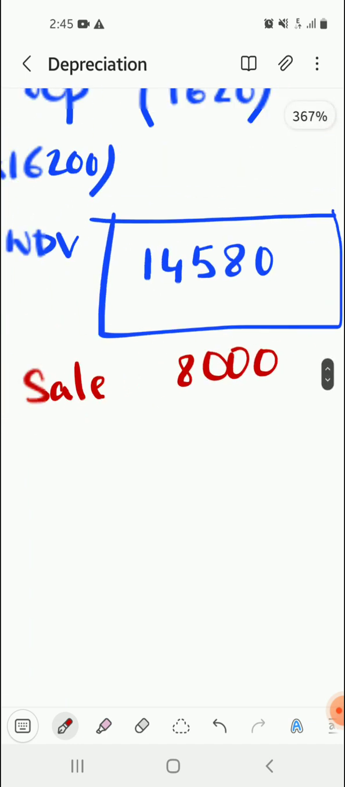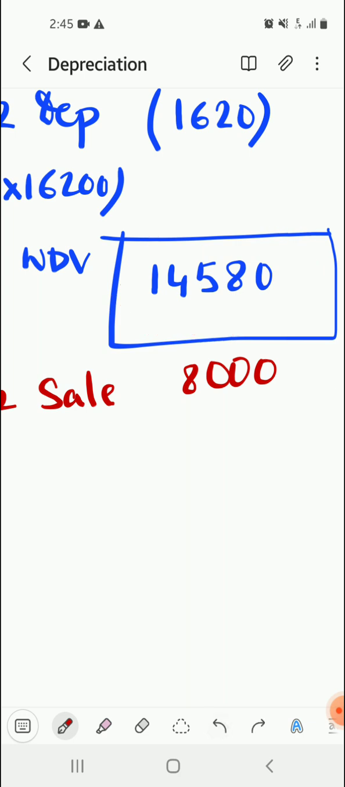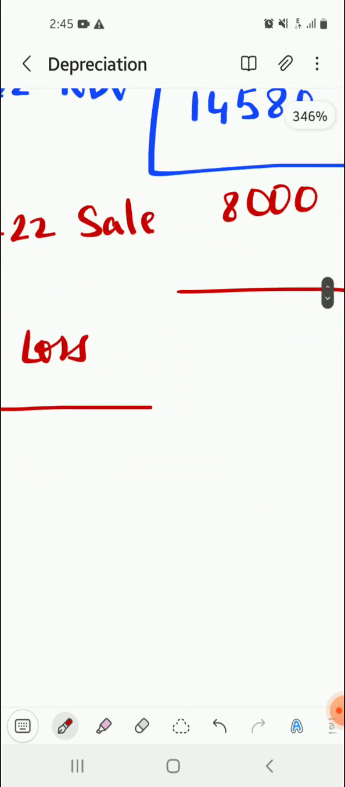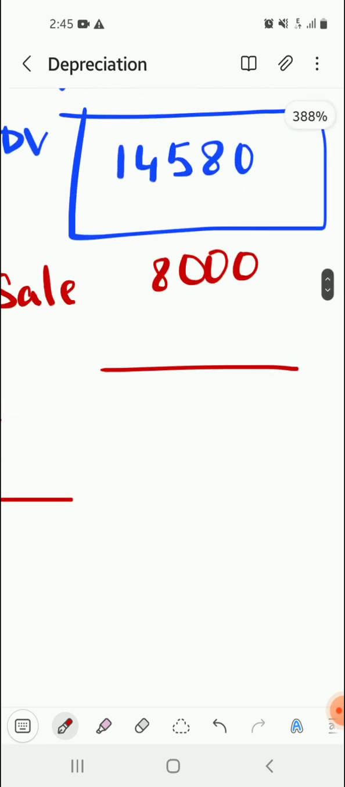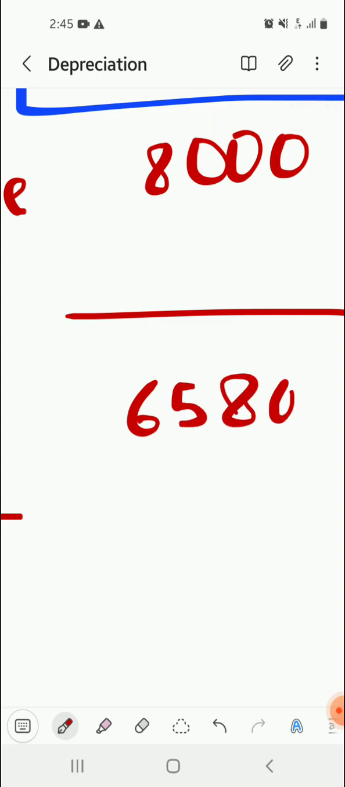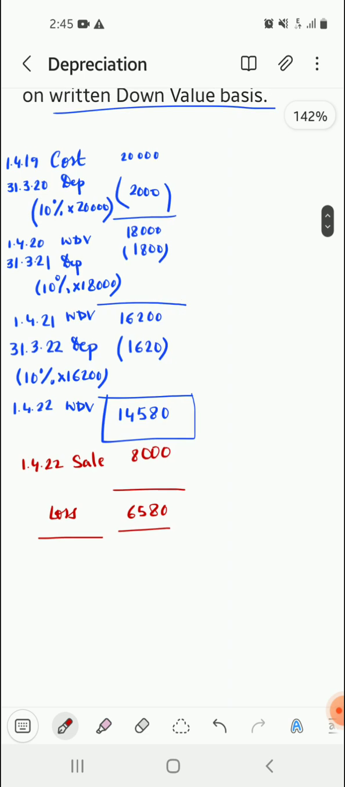So you can see here the cost price, that is the amount that we are left with, is 14,580, and we sold it for 8,000, which means it calls for a loss because the selling price is less. So my loss will be, of course, the cost price, that's the greater value, minus the smaller value, that is the cost price minus the selling price. So 14,580 minus 8,000, if we calculate, it comes to 6,580. So this is what the working is all about, the disposed of machinery.